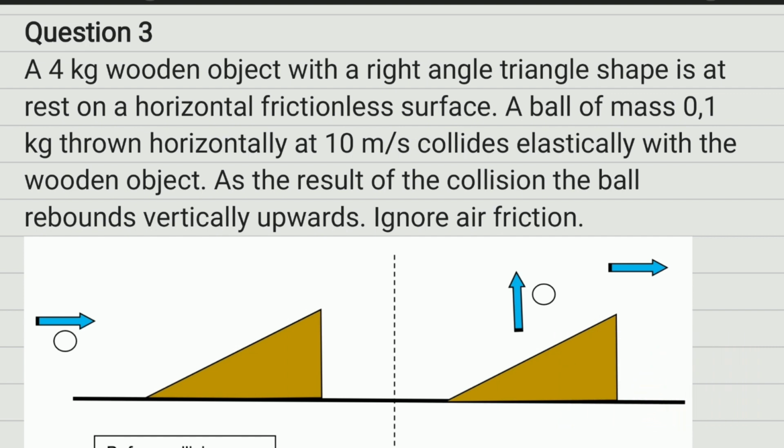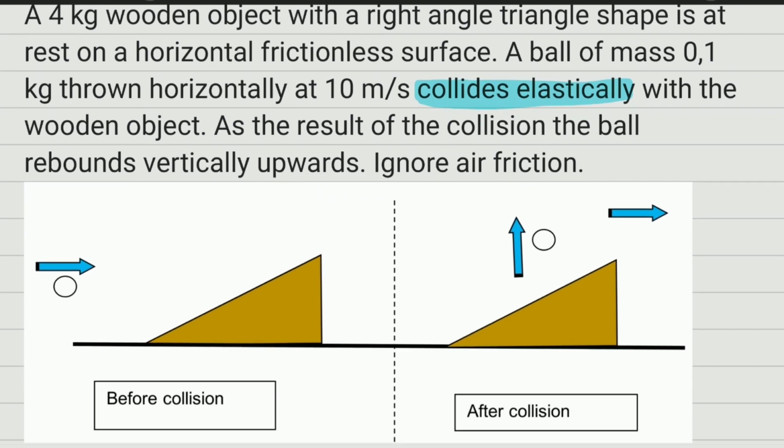We're going to question 3, and question 3 said a 4 kilogram wooden object with a right angle triangle shape is at rest on a horizontal frictionless surface. A ball of mass 0.1 kilogram thrown horizontally at 10 meters per second collides elastically with the wooden object. As the result of the collision, the ball bounces vertically upward, no friction. Remember, the collision is elastic, and this is a good practice of elastic collision we didn't do before.